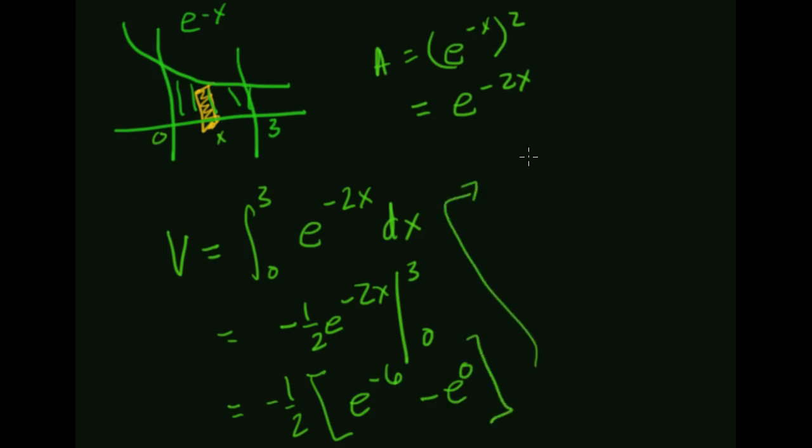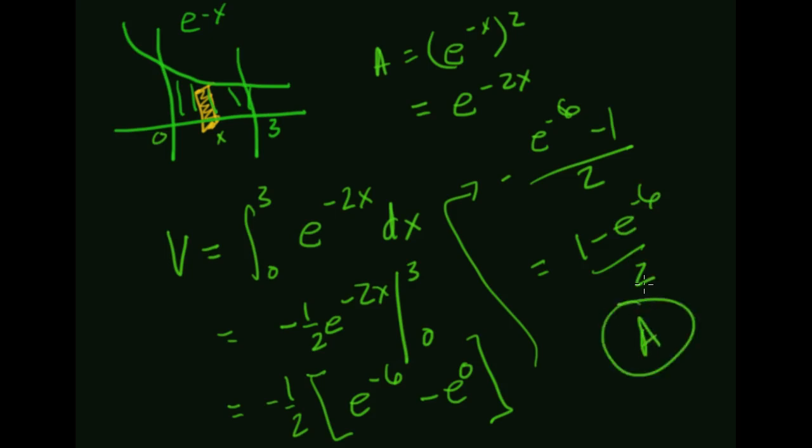E to the 0 is 1, so that's going to be e to the negative 6 minus 1 over negative 1/2, which is the same as 1 minus e to the negative 6 over 2, which gets me letter A. Alright, so there you go. That's problem number 3.